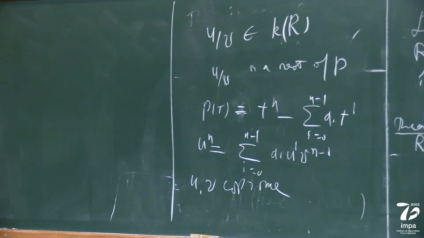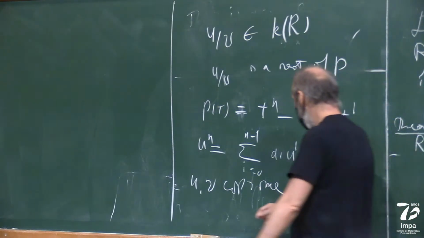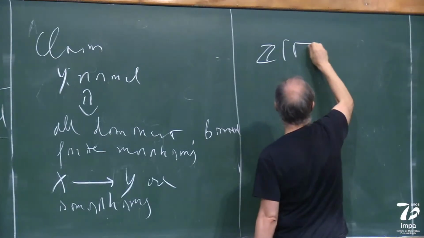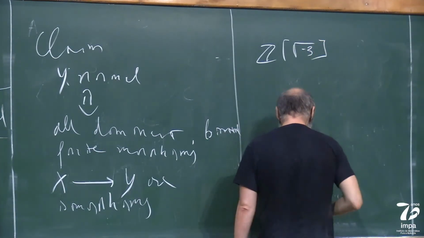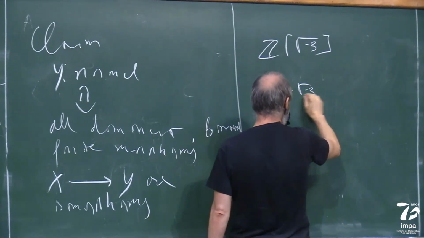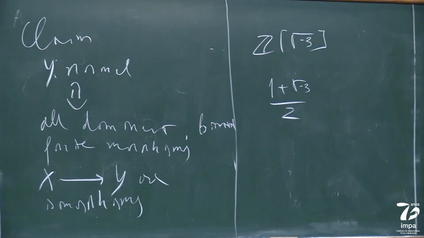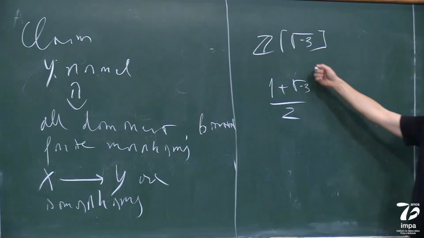Yeah, and let me give an example. I tried to give this example last time. Okay, so our ring is Z of the square root of minus 3. And then we have (1 plus the square root of minus 3) by 2. And this clearly doesn't belong to this ring, right?